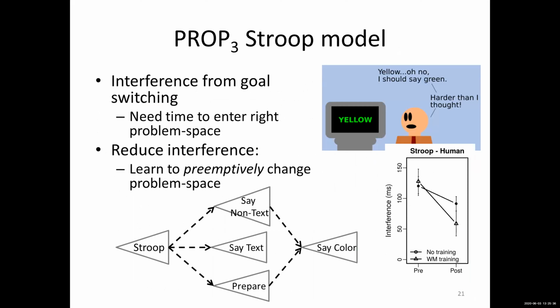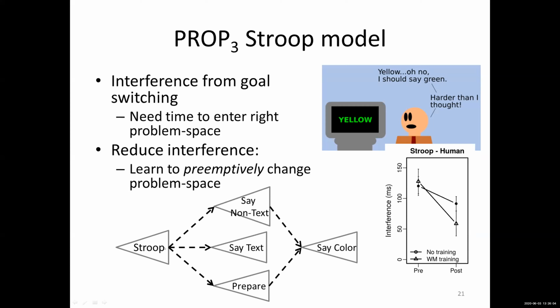Now the Stroop model, I didn't mention yet how this works in Prop 3, but since we're not using that retrieval formula from ACT-R, the way that this is modeled is also different, but it's still based on problem spaces. Because using problem spaces, whether you respond with the word yellow or the word green based on what you see on the screen is going to depend on which problem space you have entered as an agent.